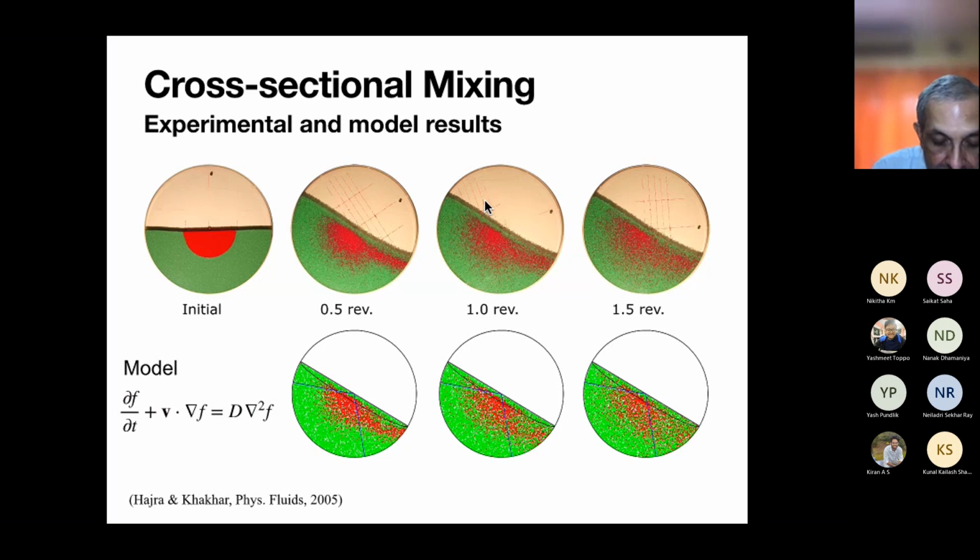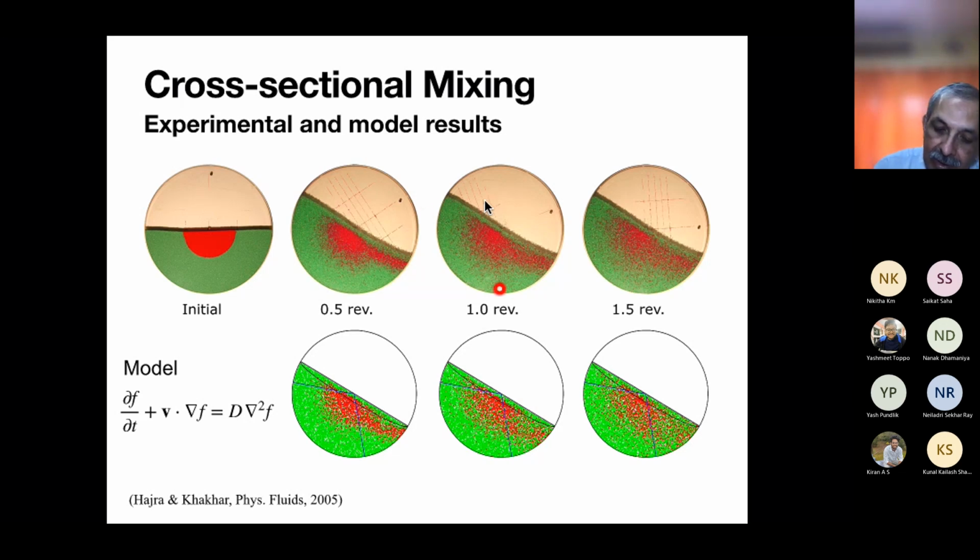To study this cross-sectional mixing, what we did was we had red particles here and green particles here. They are arranged in this nice way. And then after 0.5 revolutions, after 1 revolution, after 1.5 revolutions, you get these patterns. Why does this happen? Well, because these particles are already in the flowing layer. So as soon as the flow starts, those particles move down and they create this kind of a streak.